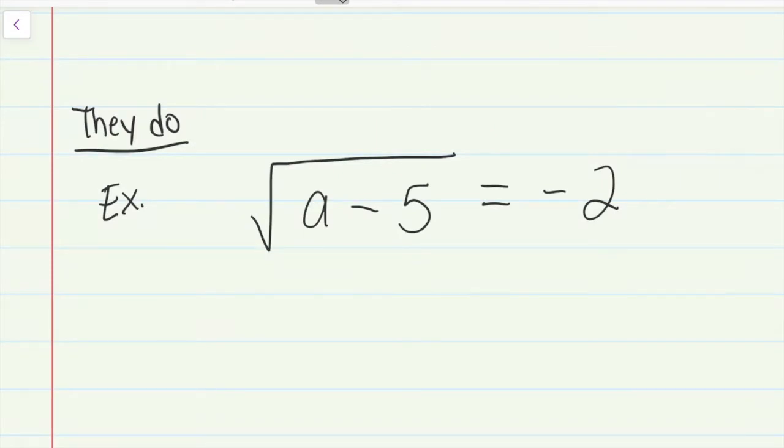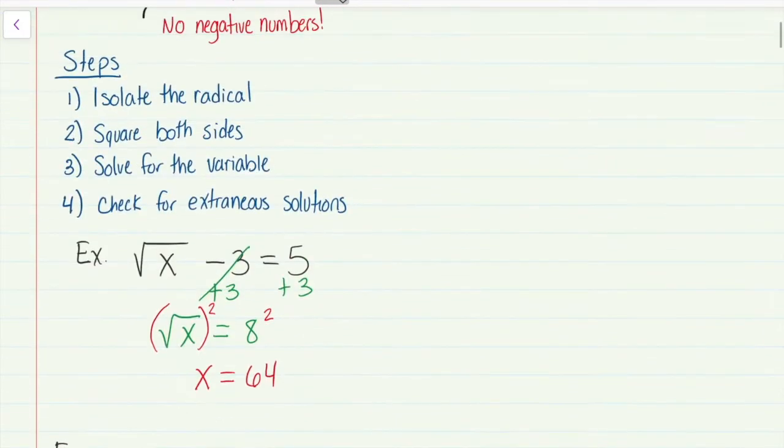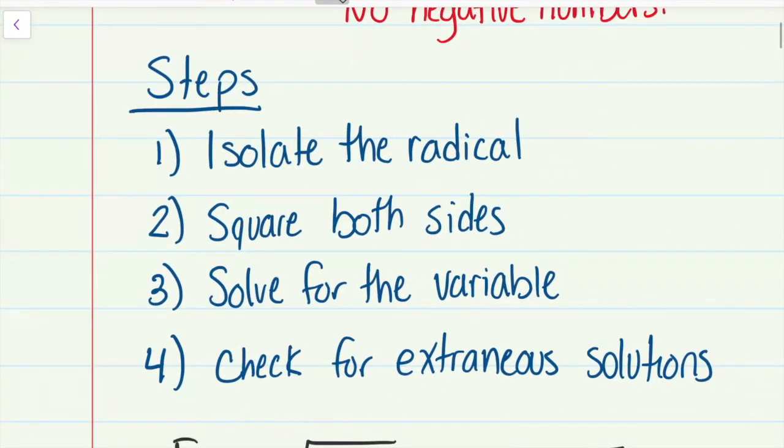We have a square root equation and we want to solve. We want to see what a can represent as a real answer. The four steps you need to remember for this lesson are the following. Step number 1, isolate the radical.